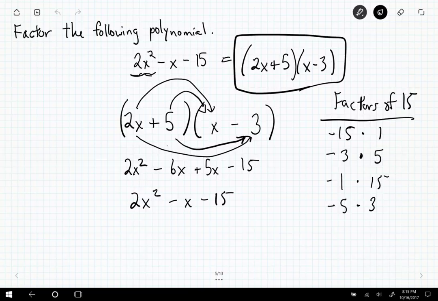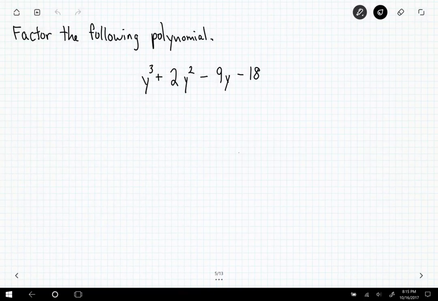Alright, moving on to the next question. We want to factor the following polynomial. You have y cubed plus 2y squared minus 9y minus 18. So something a little bit different here. We have a cube, right? So you might not know how we break this thing apart. Well, when we're looking at these, some of the techniques that we have early on in algebra is grouping.